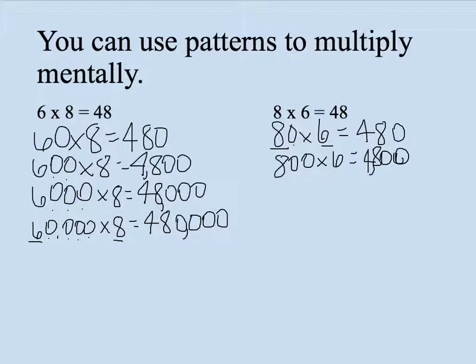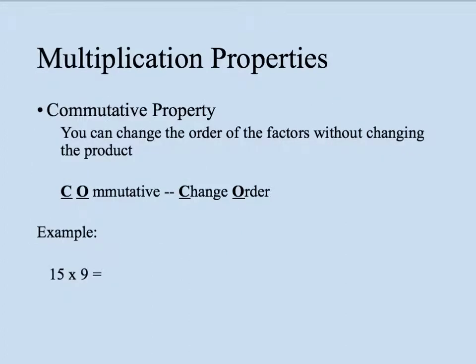Let's take a quick review over the multiplication properties. Two of the multiplication properties that are extremely important when identifying this pattern is the commutative property. The commutative property is the one that states that you can change the order of the factors, or the two numbers that you're multiplying together, without changing the product. You will still get the same product.